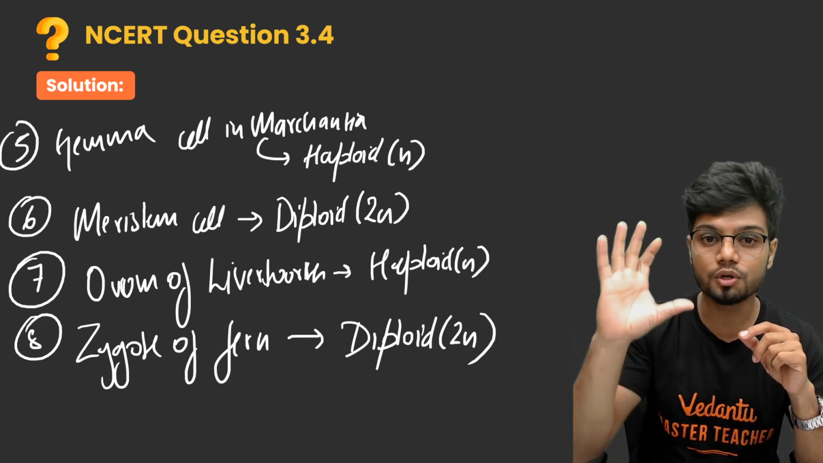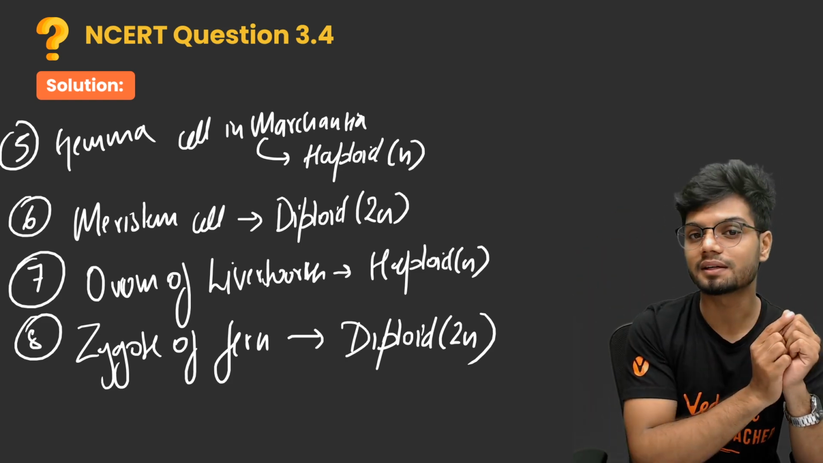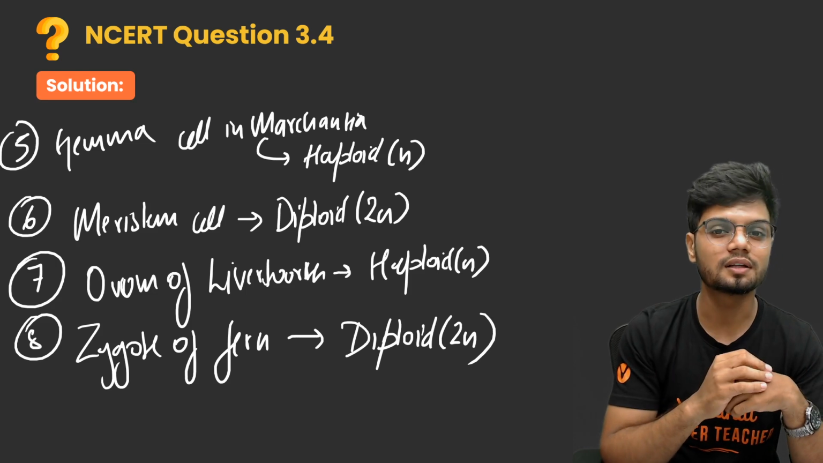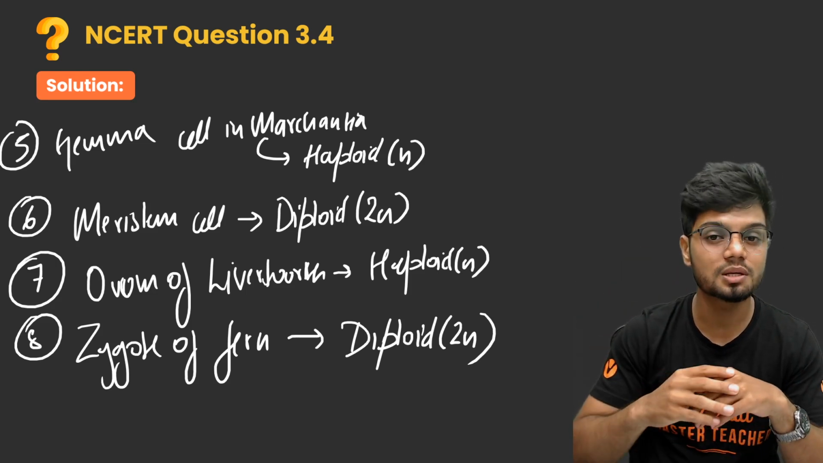Then we have spores being produced, which is a result of meiosis. Then again we get the thallus. So that's a beautiful life cycle. If you understand the life cycle, all these haploid and diploid questions become extremely easy to answer.